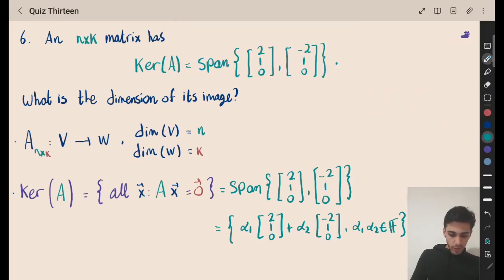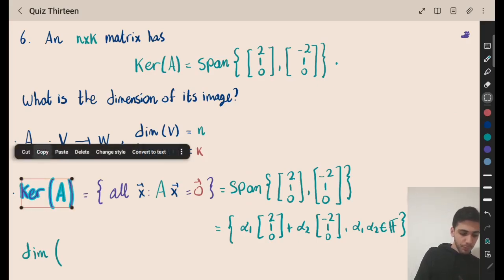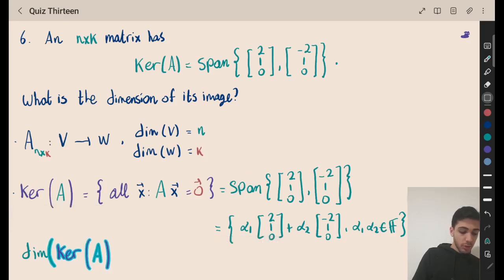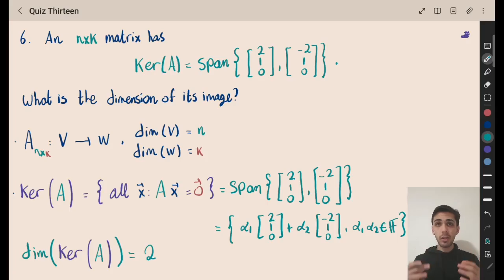So if I write this on the side now, the dimension of the span, which is the dimension of the kernel, you could say, the dimension of the vectors that get sent to 0, is 2. I can say this very confidently.